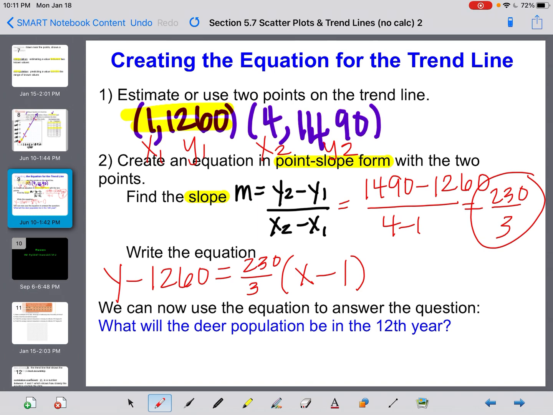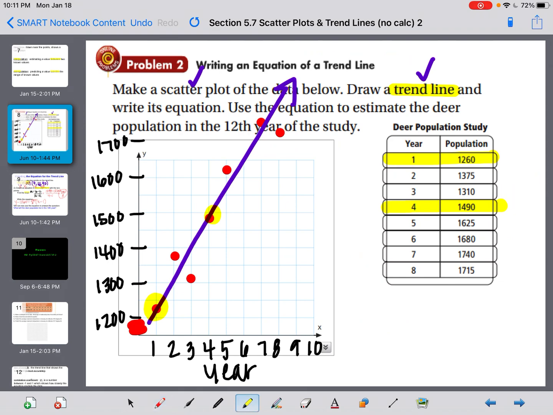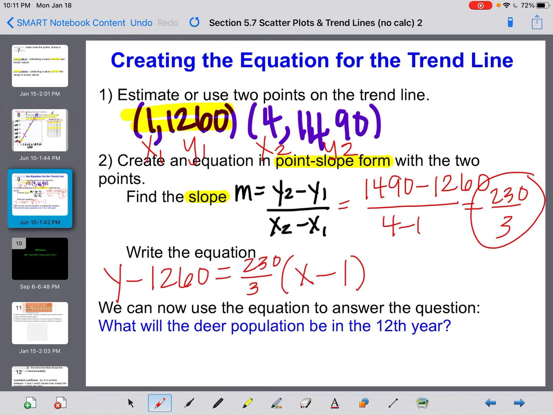Now I can actually use that equation to answer their final question, which was to estimate the deer population on the 12th year of the study. If you notice, year was our x value. So we're going to go back to our equation here, and we're going to plug in a 12 for the x. So we have y minus 1,260 equals our slope times 12, because we're looking for the 12th year, minus 1. Well, 12 minus 1 is 11, so I'm going to just change that right away to an 11.